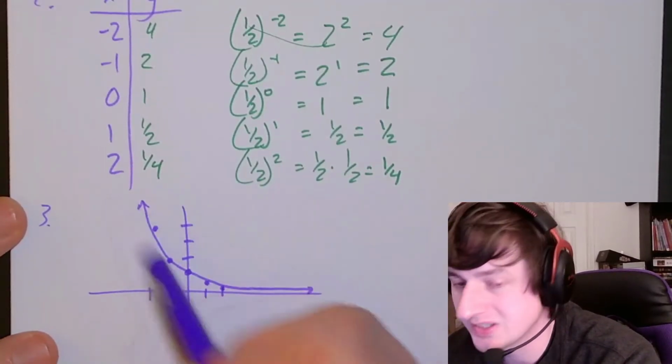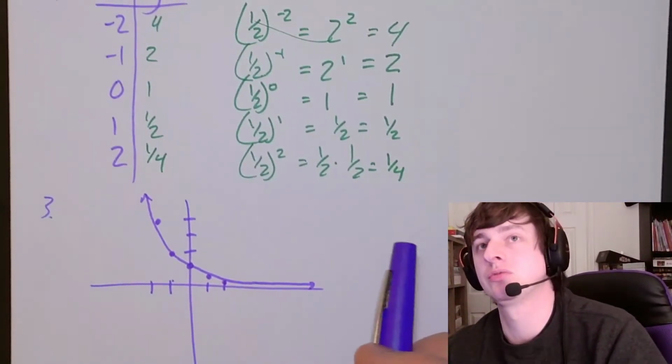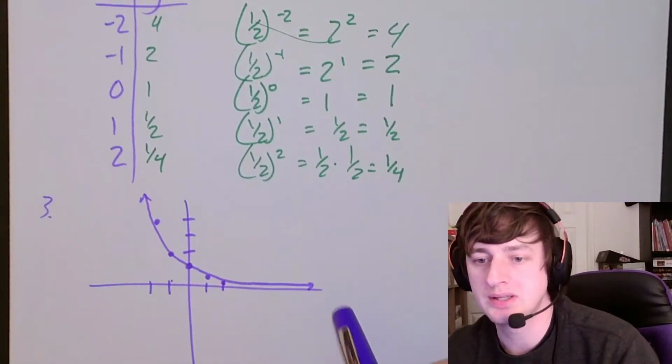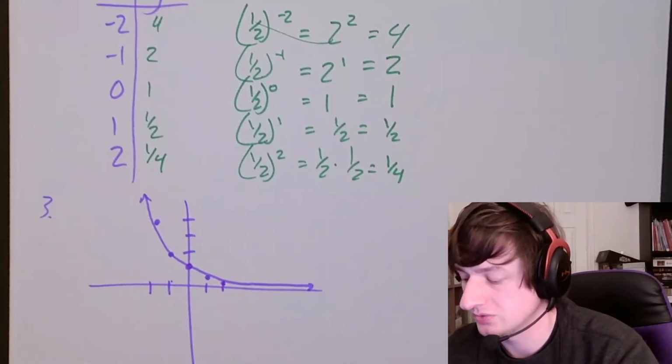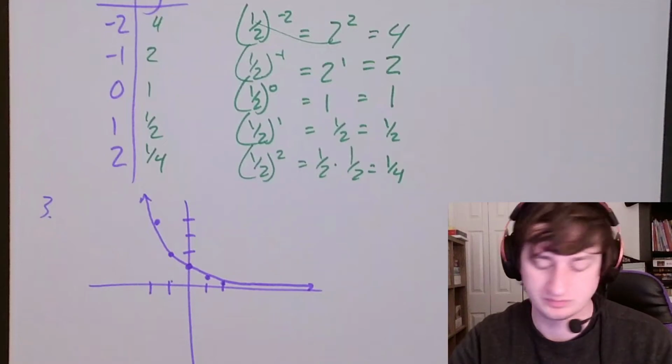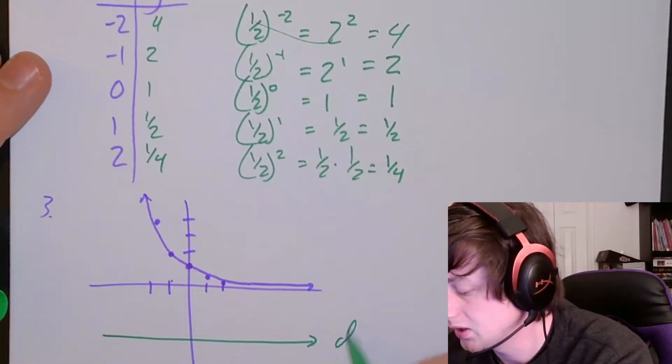It never crosses 0, but gets very tiny, right? As x gets really big, we're multiplying a half over and over and over and over. We get really, really tiny decimal numbers, or fractions. Okay, so as we go from left to right, this is not a growth function. This is a decay function.